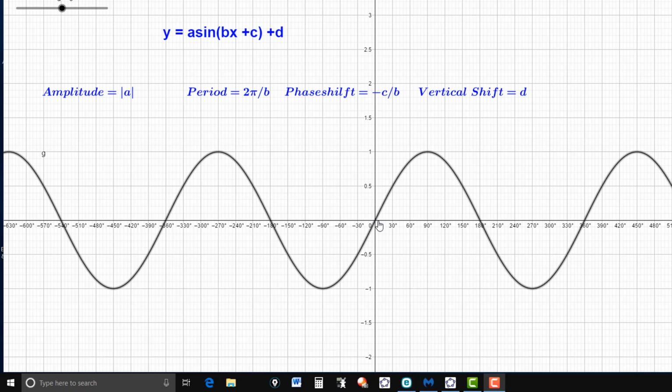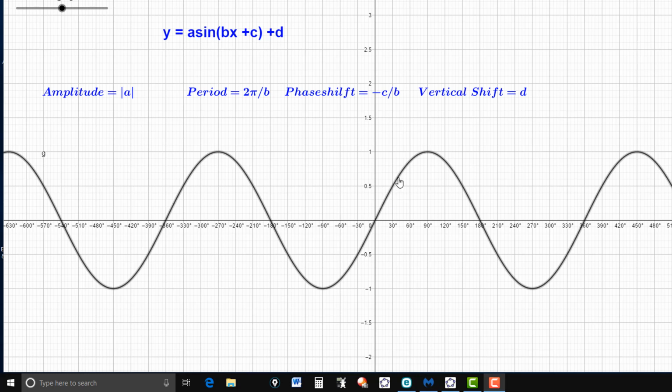So the middle line here, which is the x-axis, is the midpoint. It goes 1 up and 1 down. So that's how we say the amplitude is 1. You can think of it that way, or just think of the difference between the high value and the low value divided by 2 as the amplitude. Again, this is set to degrees.